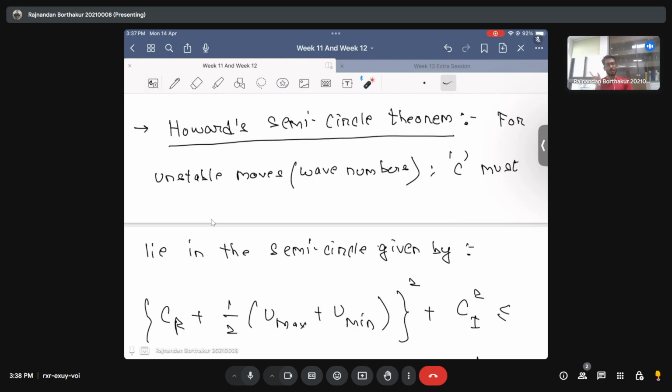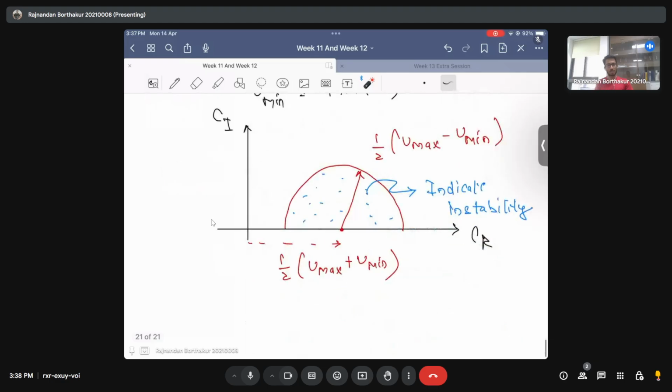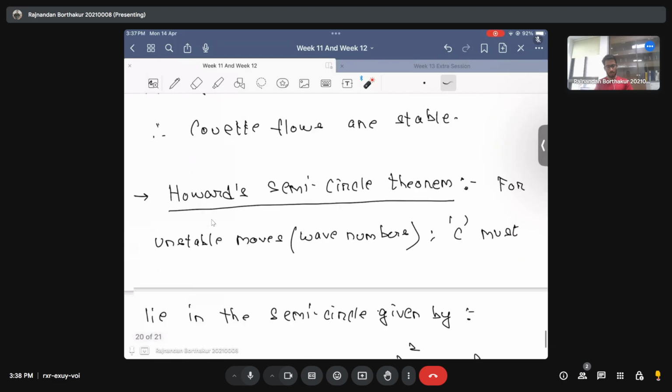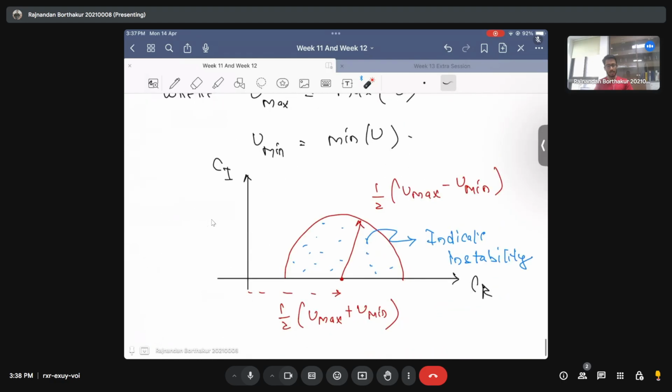If there is one unstable mode, then your base flow is unstable, because every mode is generic and independent of each other, and if any one of the modes is unstable, that means your given base flow is unstable. And this is what the Howard semicircle theorem says. All right, so these are the three criteria that I wanted to discuss.